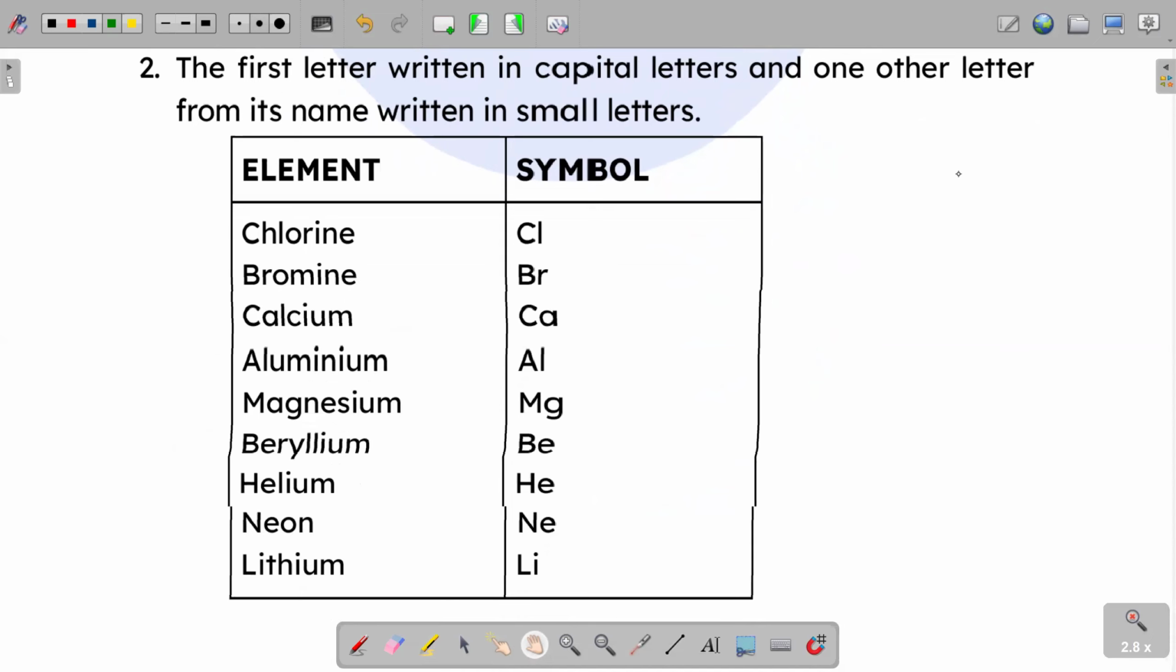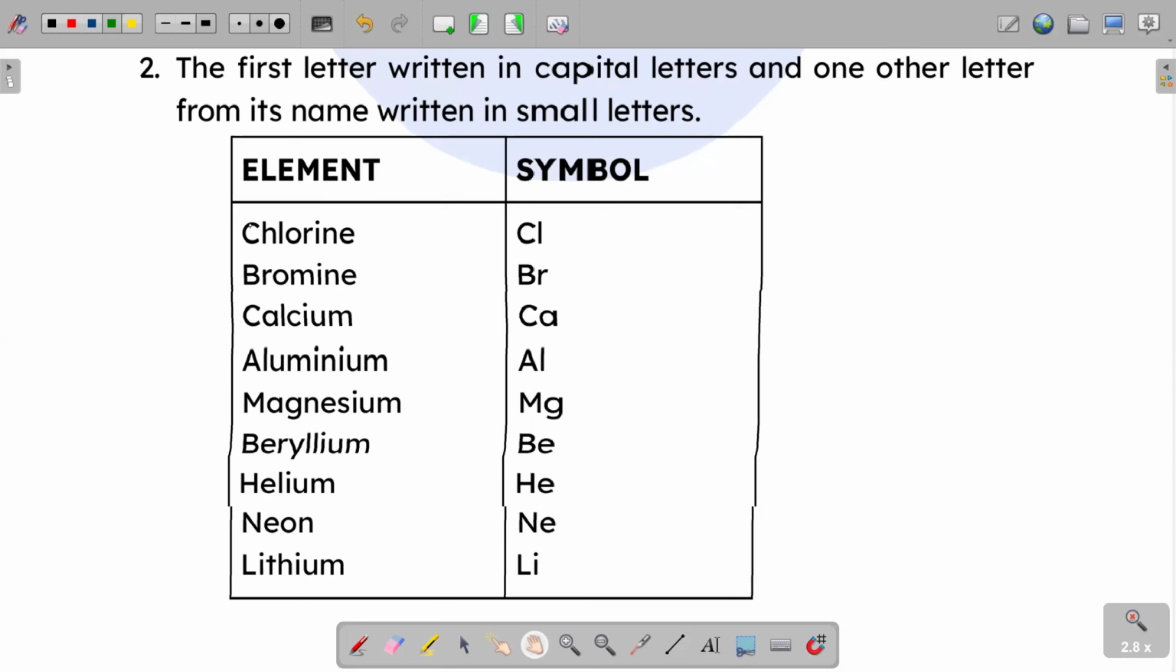Bromine is Br. So it is not necessarily the first two letters that form the symbol of an element. It could be the first letter and any other letter. Like chlorine, you could say that Cl here is the third letter after C, that is, we have C, H, then L. So Cl is the generally accepted symbol for chlorine.